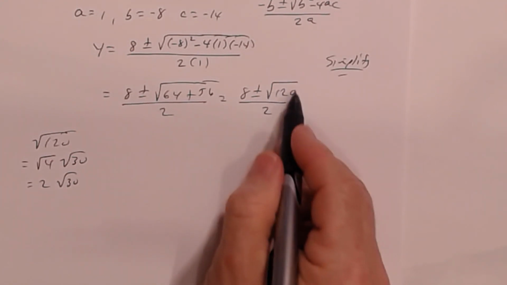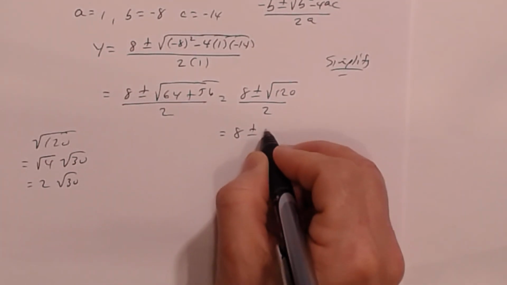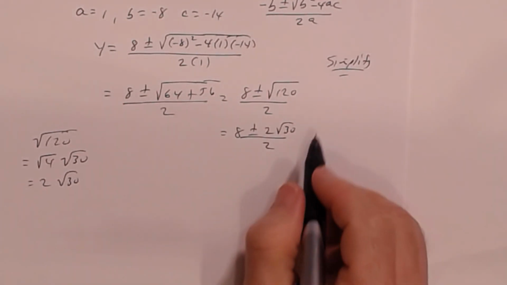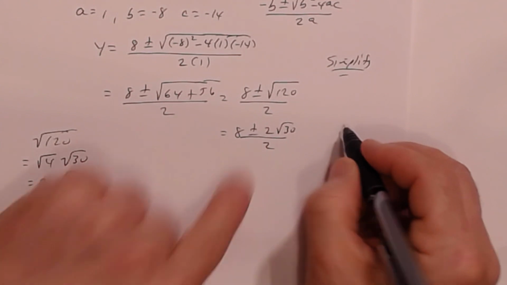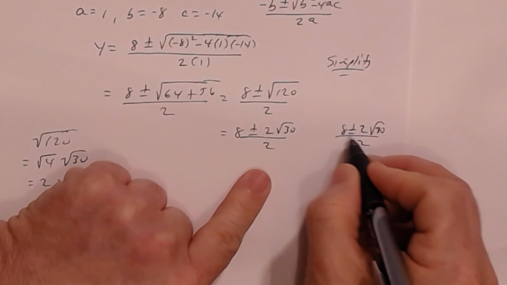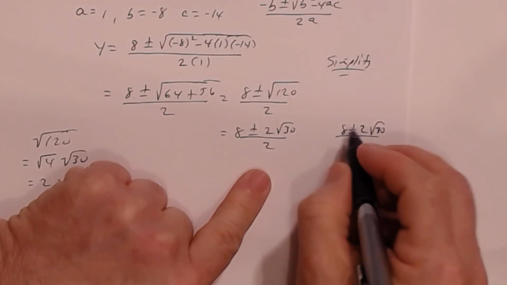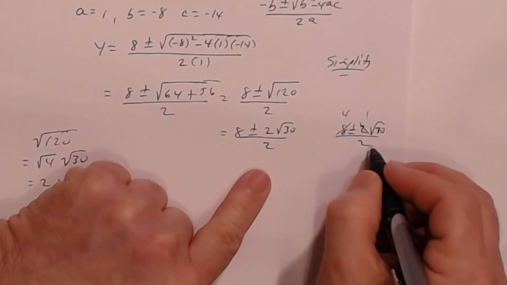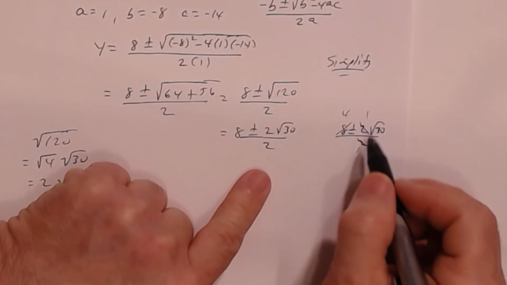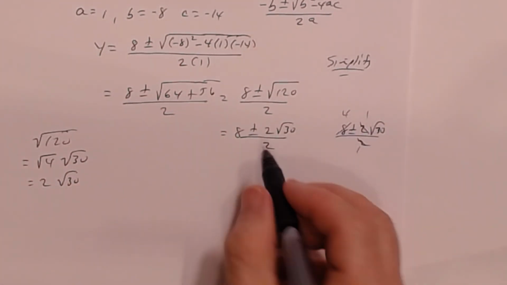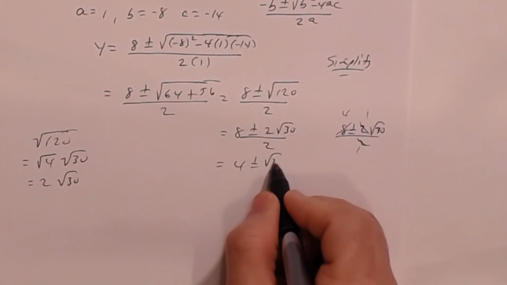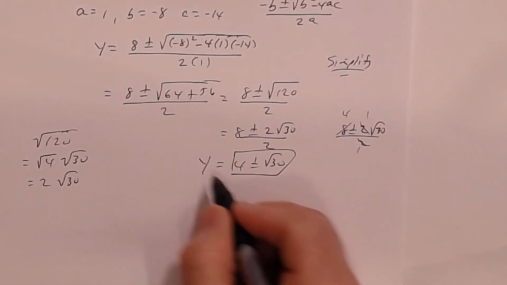So that goes here. All right, so I get 8 plus or minus 2 square root of 30 divided by 2. Now you can simplify this further, because you see I have 8, 2, and 2. Those are all divisible by 2. So 8 divided by 2 is 4, 2 divided by 2 is 1, and then 2 divided by 2 is 1. And anything divided by 1 is just the numerator. So then this becomes 4 plus or minus the square root of 30. And there's your answer. So those are your solutions.